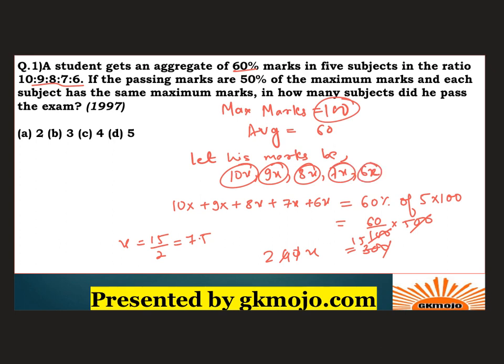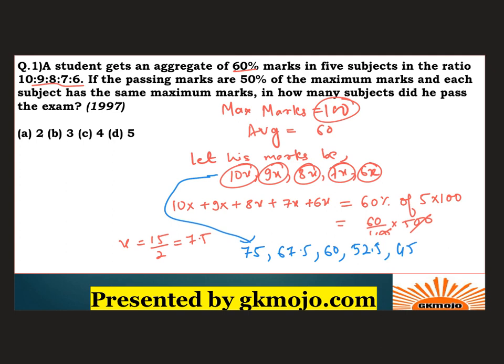Alright, so I'll change the ink over here and erase a part. So what are the individual marks in each subject? We'll have 75, we'll have 67.5, we'll have 60, we'll have 52.5, and we will have 45. So these are the individual marks. From here we got them by placing the value of x.